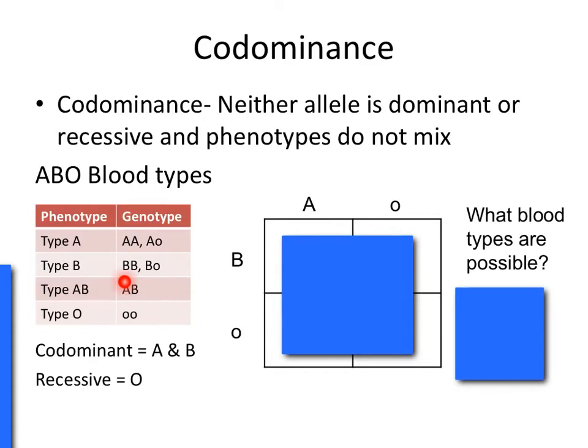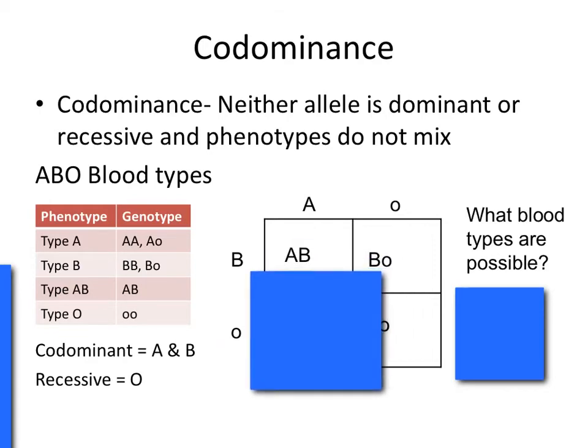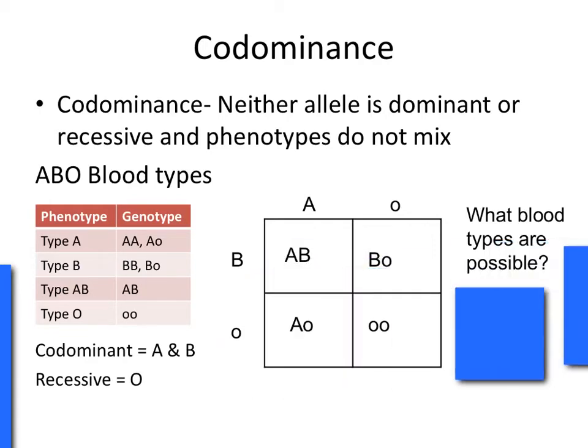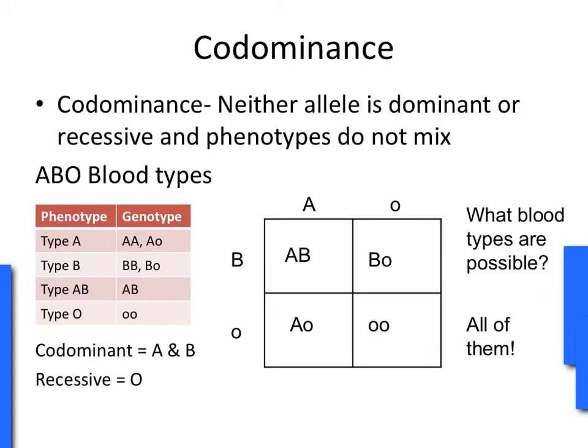So if you look at our little example over here, we have an individual with type A blood, they're heterozygous, and an individual with type B blood. I want to know what types of blood are possible in their children. Well, if we fill this in, we see that you could have this child being type AB, this child being type B, this one being type A, and this child being type O. So which ones are possible? All the different blood types are possible in this particular pairing.